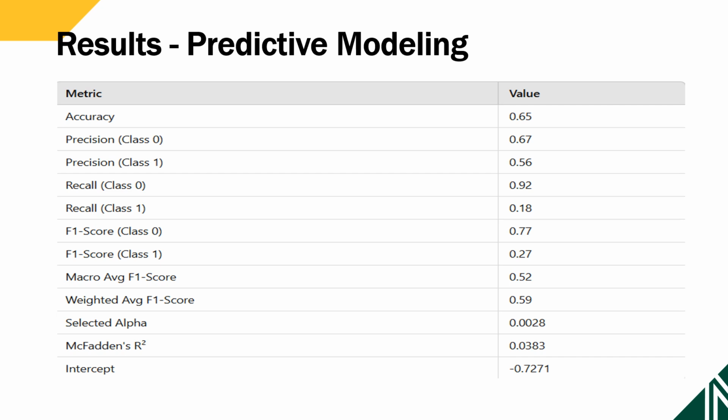And then the model fit. The McFadden R-square value of 0.0383 indicates the proportion of variance explained by the model. Although the value is modest, it is expected in logistic regression, especially with complex datasets. And then coming to the intercept, the intercept value of minus 0.7271 represents the baseline log odds of remission when all the predictors are at 0. This value serves as a starting point for predictions before accounting for the effects of specific features.